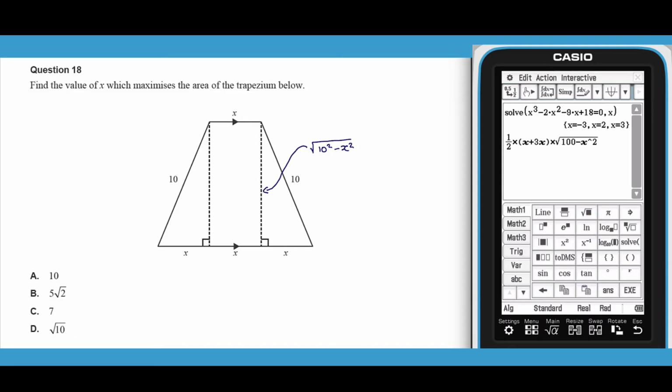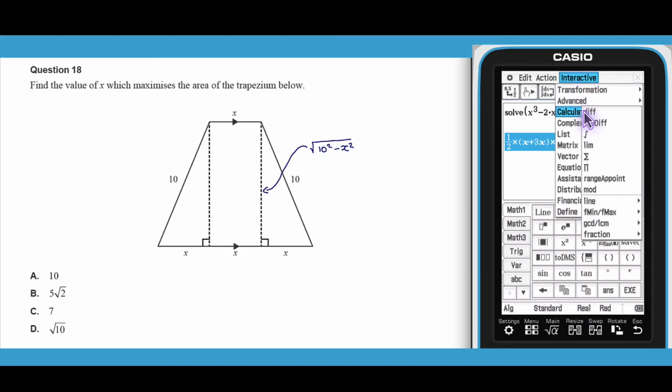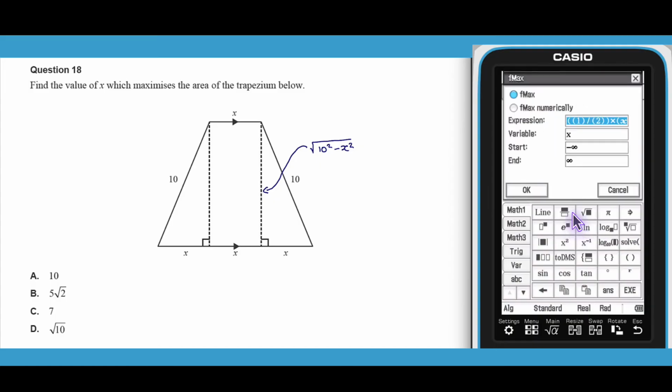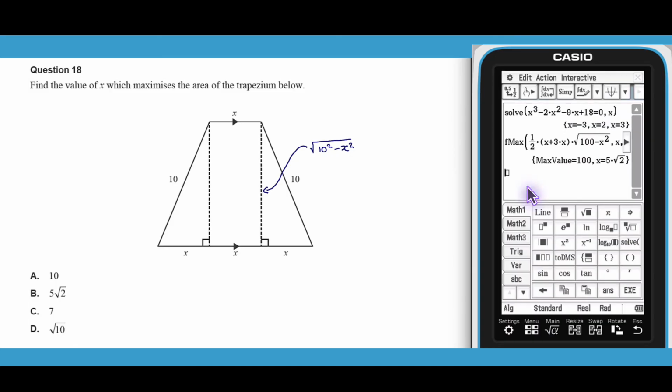Note, if you didn't recall the formula for the area of a trapezium, the shape could be reconfigured by joining together the 2 triangular areas, and then it can be considered a rectangle with a base of 2x. Either way, the area expression can be maximized using ClassPad's handy fmax command, which can be found in the interactive calculation menu. Whilst it makes sense to limit the calculation to positive values of x, in this case it doesn't make any difference to the output, which tells us that the area is maximized when x equals 5√2.